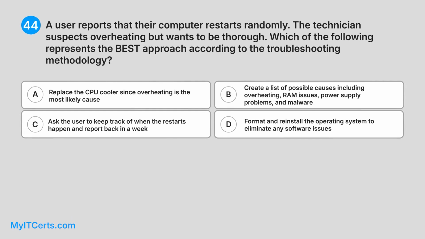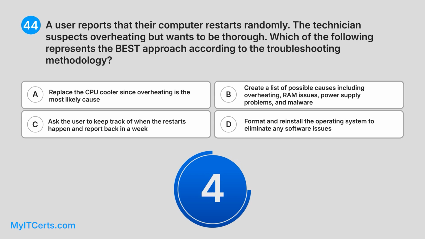44. A user reports that their computer restarts randomly. The technician suspects overheating but wants to be thorough. Which of the following represents the best approach according to the troubleshooting methodology? A. Replace the CPU cooler since overheating is the most likely cause. B. Create a list of possible causes including overheating, RAM issues, power supply problems, and malware. C. Ask the user to keep track of when the restarts happen and report back in a week. D. Format and reinstall the operating system to eliminate any software issues. Can you guess the answer?